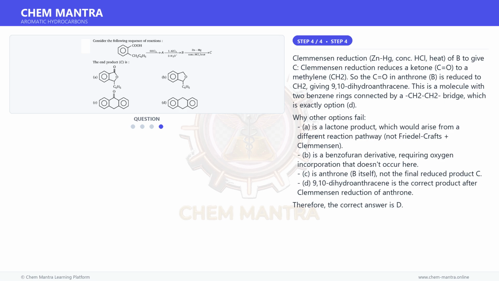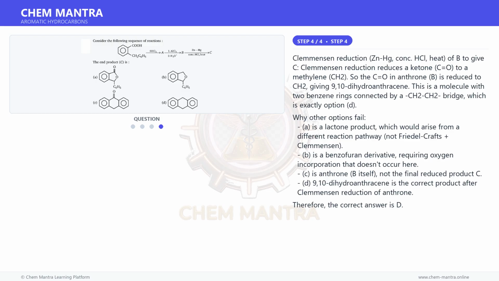And for the final step, Clemmensen reduction, Zn/Hg, conc. HCl, heat of B to give C. Clemmensen reduction reduces a ketone, C=O, to a methylene, CH2. So the C=O in anthrone, B, is reduced to CH2, giving 9,10-dihydroanthracene. This is a molecule with 2 benzene rings connected by a CH2-CH2 bridge, which is exactly option D.